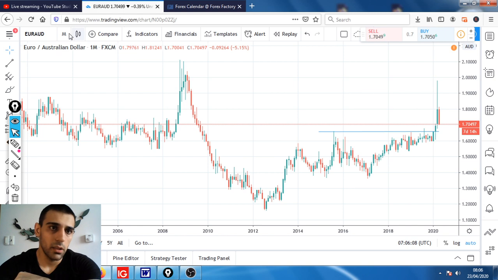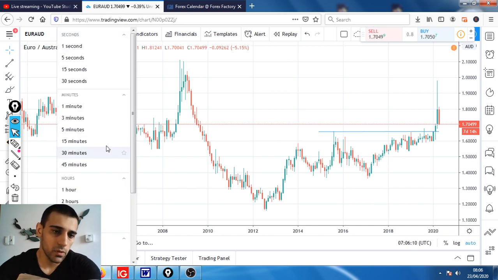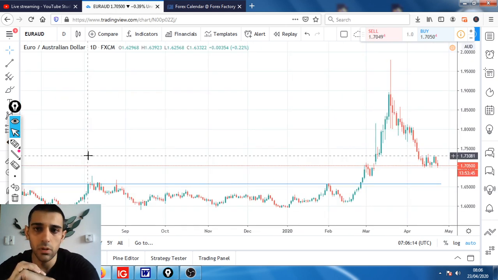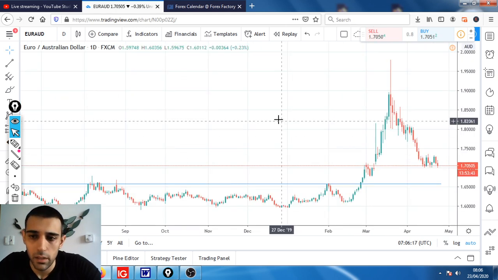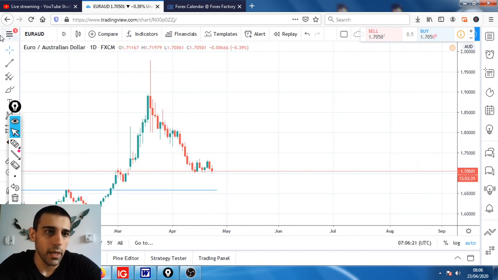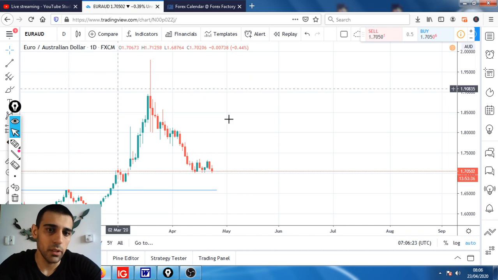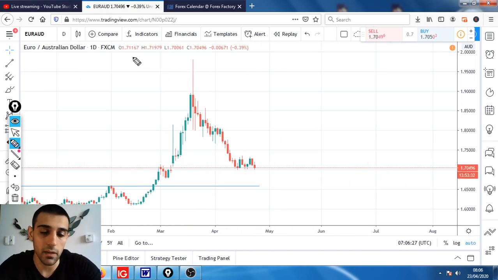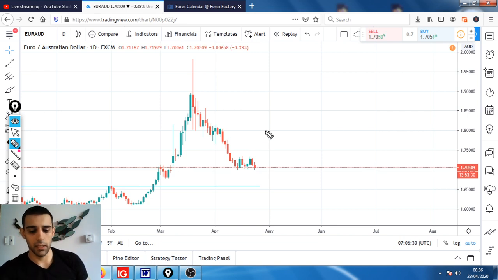So let's see, we want to start with the daily time frames. We're going to start with that one here. Okay, so euro against Aussie dollar. And on this one, I actually took a trade, which I'm going to discuss again a bit later on. So let's just analyze from the daily time frame and see what's going on in here.